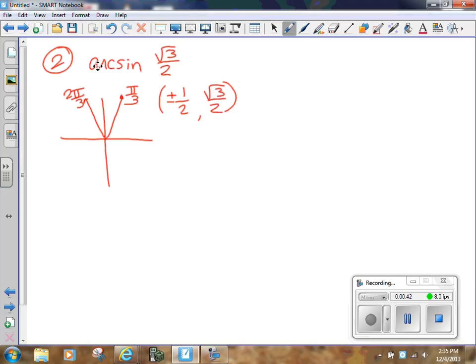And that one is 2 pi over 3. Arcsine is only going to be from here to here, which means pi over 3 is the only acceptable answer. Does that help? Okay.